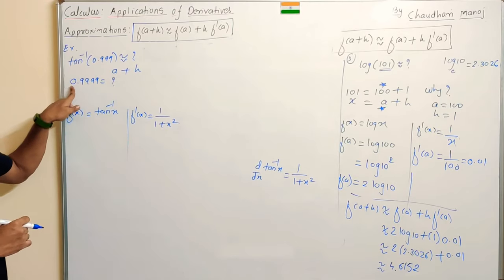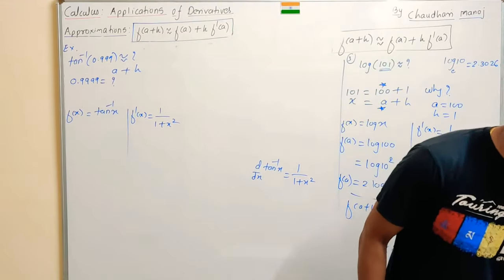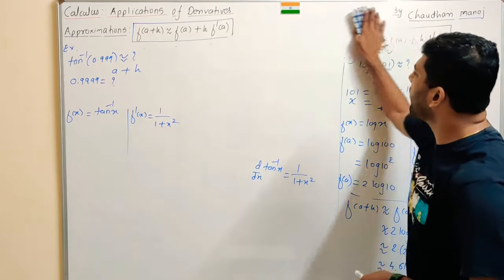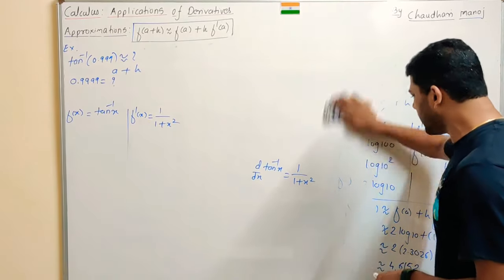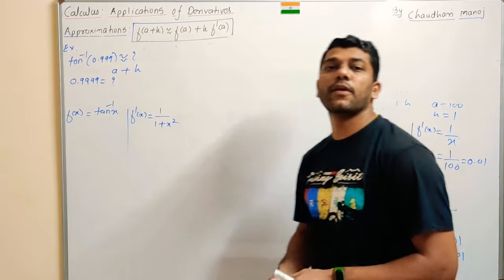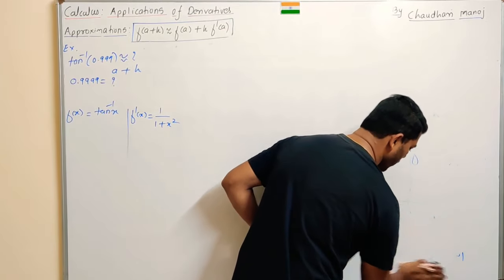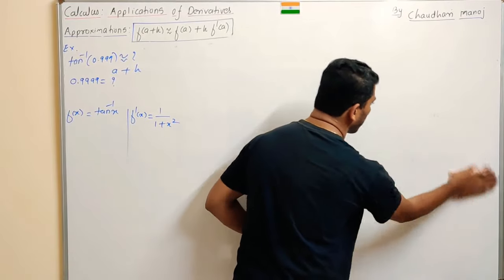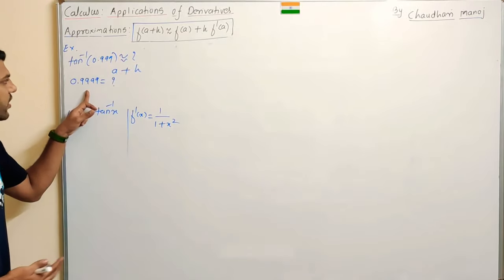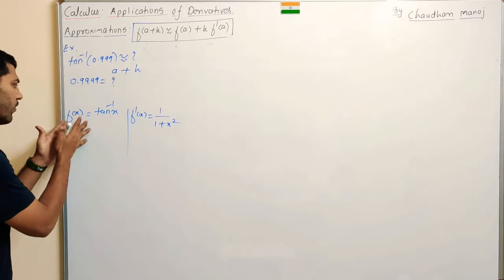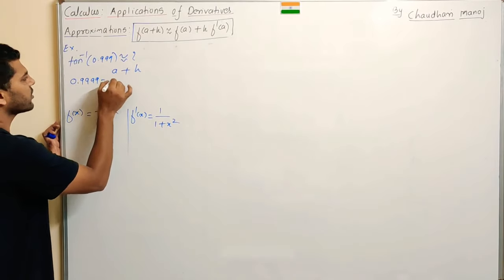But your answer is pending. How will you split this 0.999? Once again I am repeating the same sentence. Split that 0.999 in such a way that this value of a is very important, friends. Obtain the a such that you can easily define f of a and f dash of a, the derivative for that corresponding value of a.